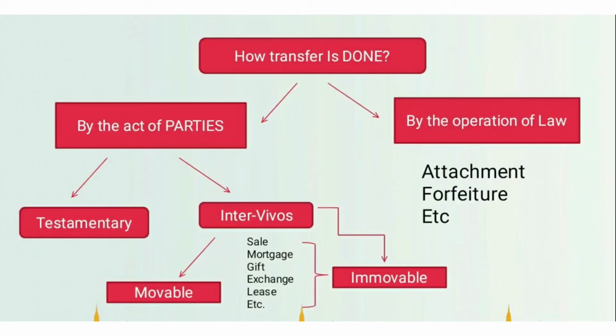So now guys, let's try to understand how property is transferred. There are two important ways. It can be by the act of parties, or by the operation of law. For example, if you are staying in Bangalore and I am the government constructing a metro, I'll ask you to leave the property and go out. At that point you're supposed to leave, right? That is called by the operation of law. It can be like attachment, forfeiture, etc. I'll go into depth about it, don't worry.